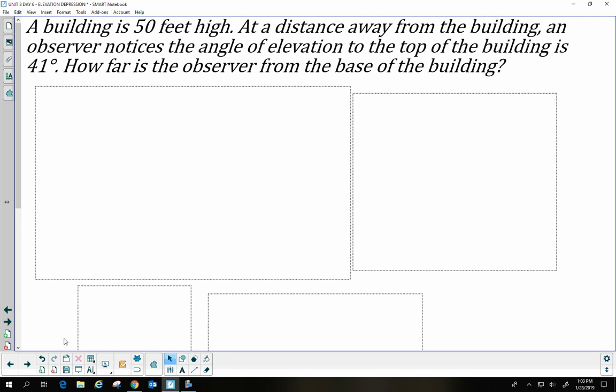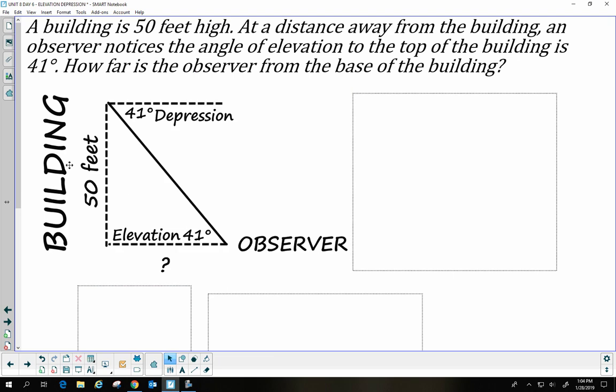So one more. I have a tall building, a 50 feet high building. Somebody's standing some distance away from the building. We don't know how far, but they do know that the angle of elevation to the top of the building is 41 degrees. And so what we want to do is know how far they are from the building.